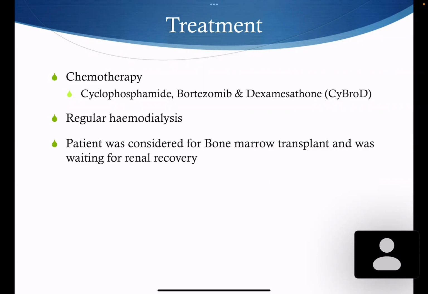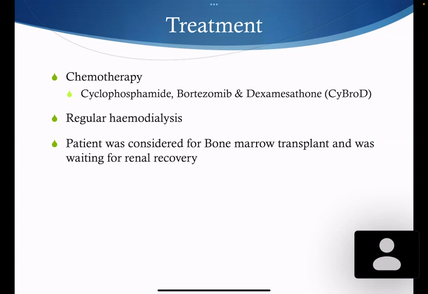Of course, the other line that we don't use here is a high cutoff filter to remove the light chain from the tubules and to help clear the cast nephropathy, which is again still questionable, as is the role of plasmapheresis in those patients. But the patient, because of his age, was considered for bone marrow transplant and was waiting for renal recovery to do so. He was assumed to be responsive to the CyBorD and was waiting for the renal recovery.